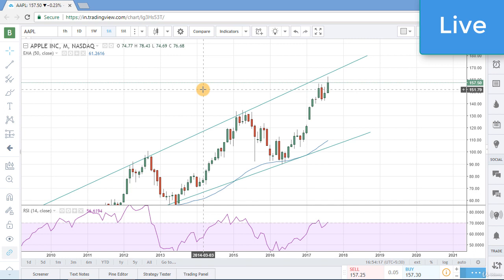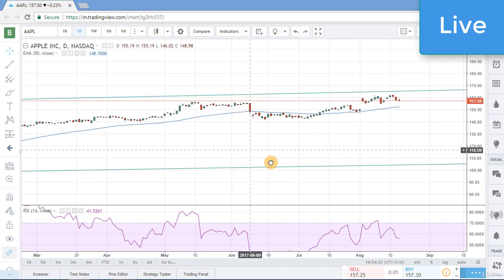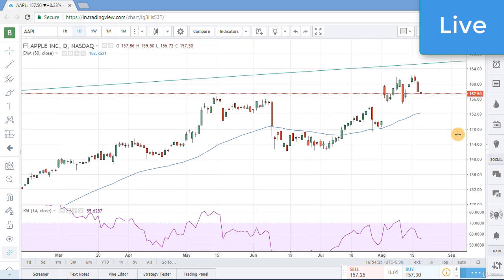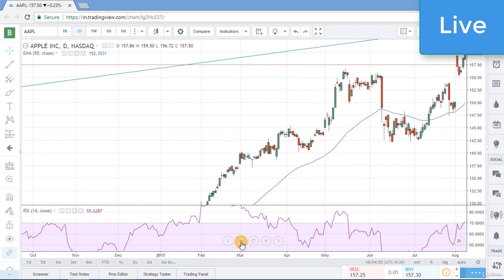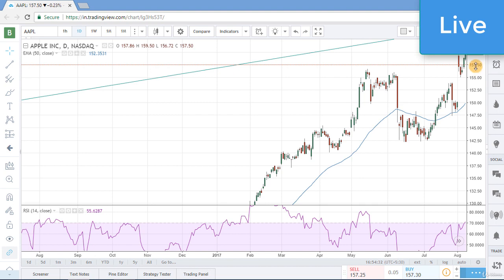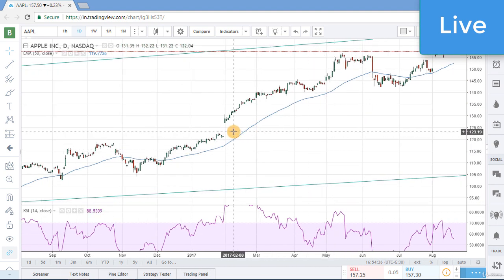Sixth step is to analyze the chart on a daily basis. So we'll set the chart on the daily time frame. Now this is the daily chart. We will set the chart here and apply all the tools and indicators again.